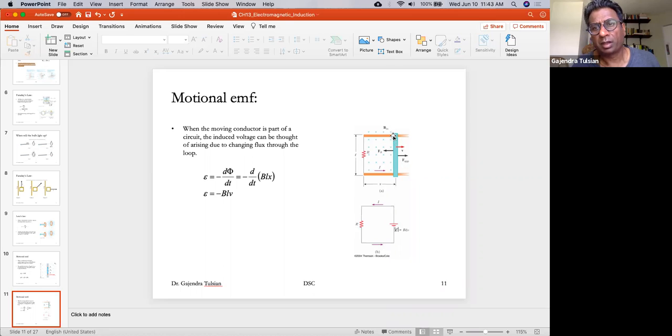Now that voltage will drive a current. It'll drive a current like this. So without any batteries, you're passing a current through this wire, just like in the previous examples. So it seems like you're getting free energy out of it. Free electrical energy.